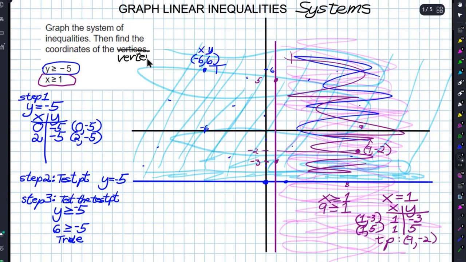And as it is, this is going to be pretty easy. Why? Because you've already got your coordinates. How? Well, this is going to be right here. This is the vertex.